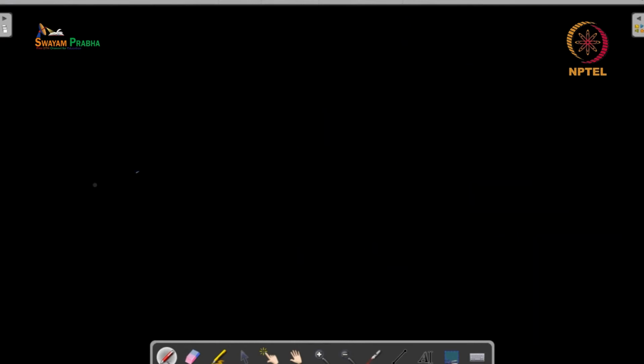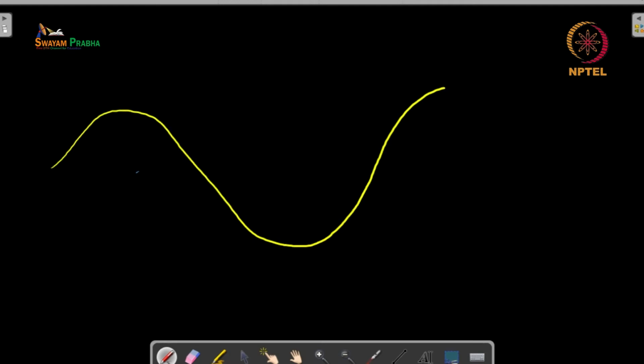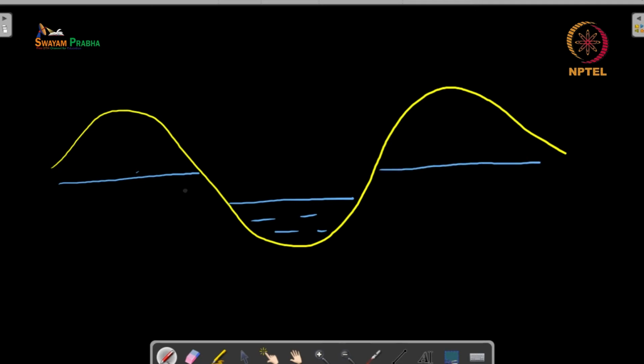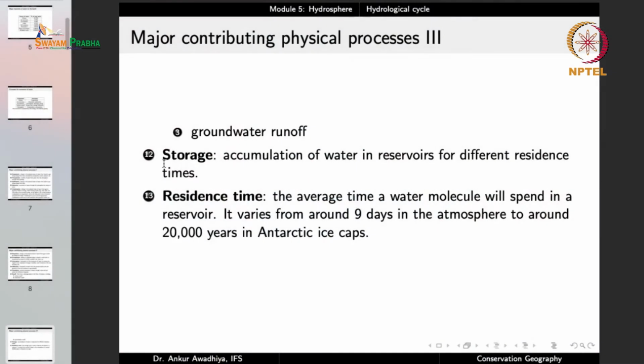So suppose this is the land, and here you have a stream, say a river. But suppose the groundwater is at this level. So in that case, some amount of water will begin to flow from the groundwater into the streams, and then it will begin to move away from this drainage basin. So this is known as a groundwater runoff.